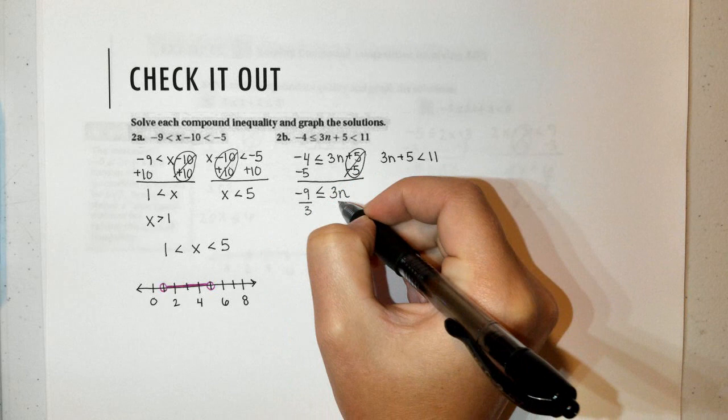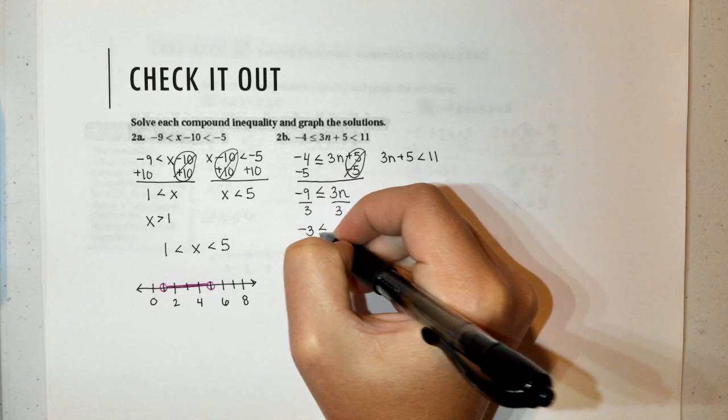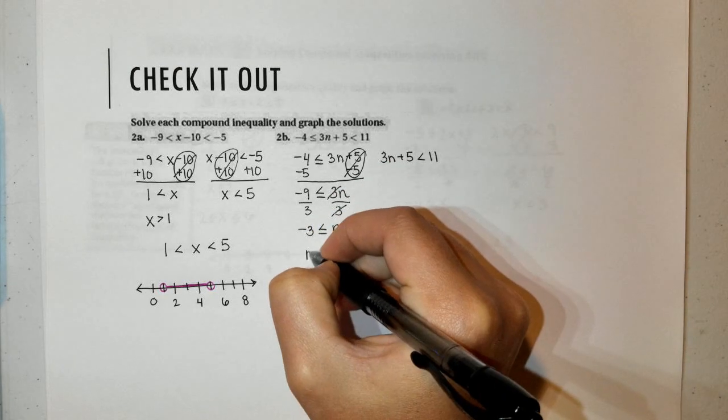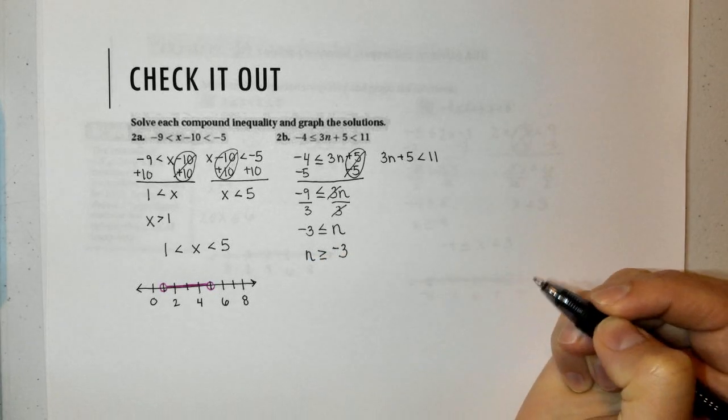Divide both sides by 3. Negative 9 divided by 3 gives me negative 3, less than or equal to 3 divided by 3 is 1, so I'm left with n. So n is greater than or equal to negative 3.